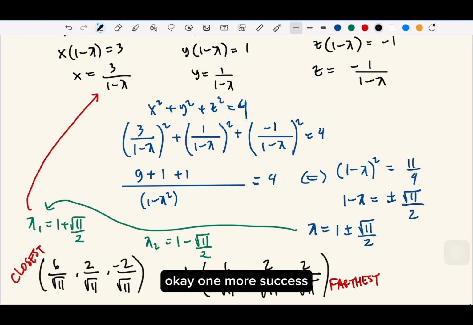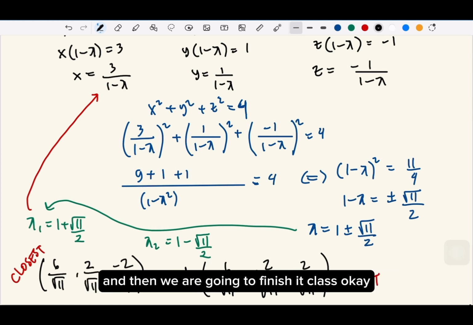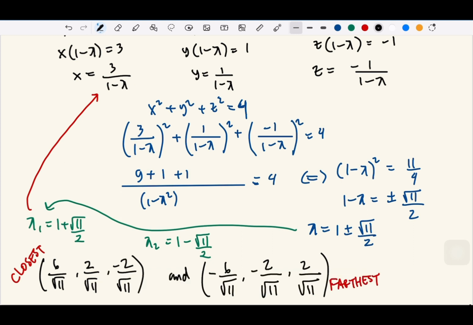Okay, one more section just to introduce you where we have 2 constraints, and then we are going to finish the class. Okay.